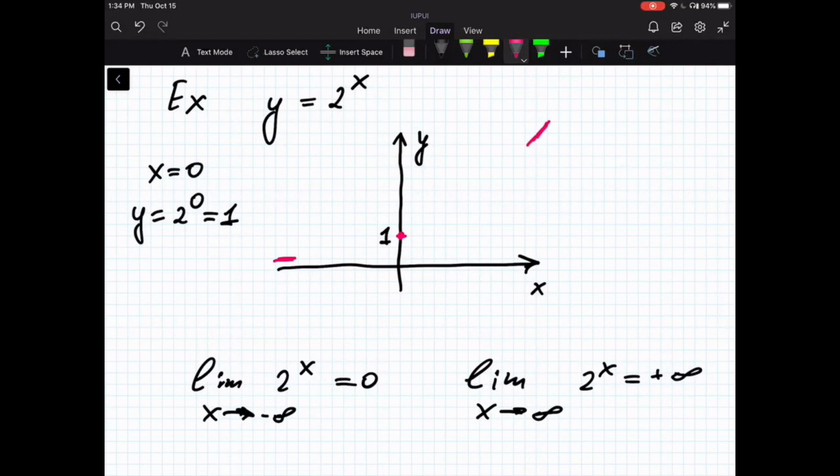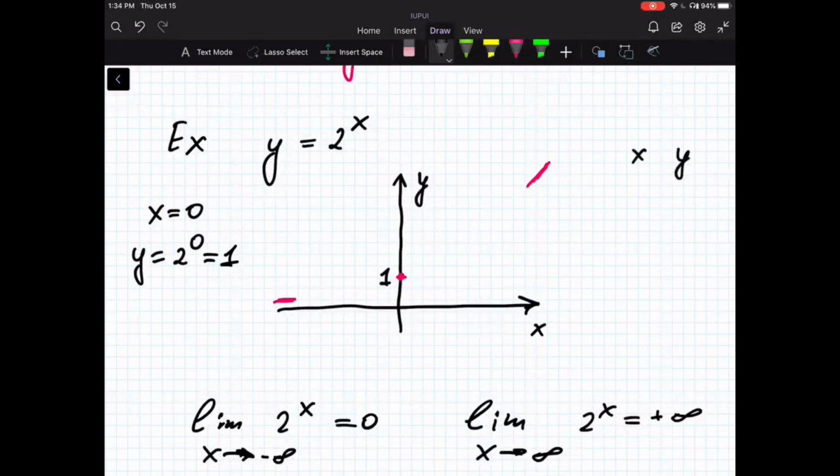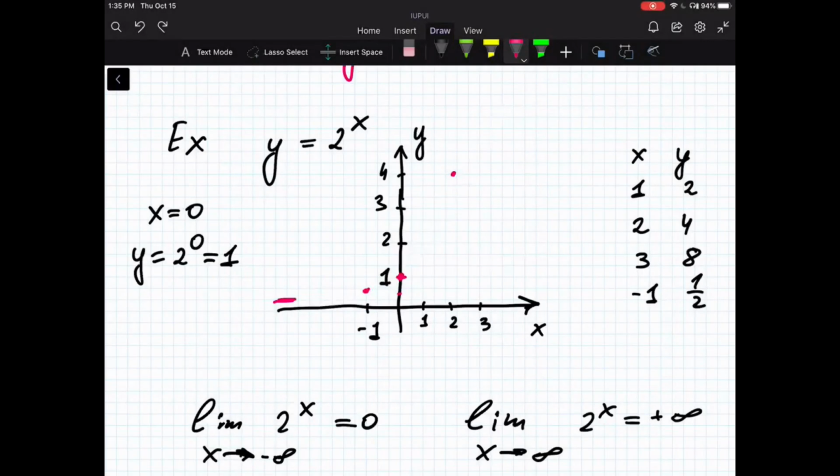And of course, we can also create a table of the values of x and y. For example, when x is 1, we get that y is 2. When x is 2, we have 2 to the power 2, which is 4. When x is 3, we got 8. When x is minus 1, we got 1/2. And so the graph looks like that, and it goes to plus infinity.